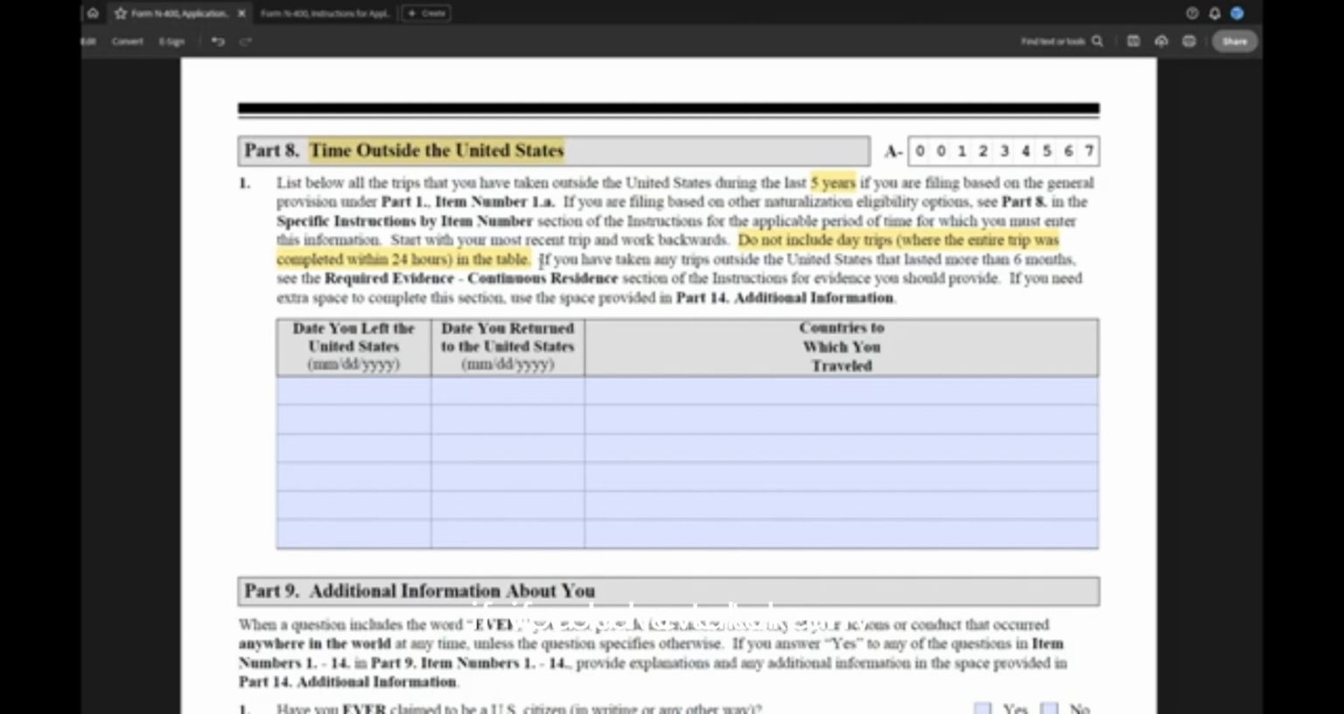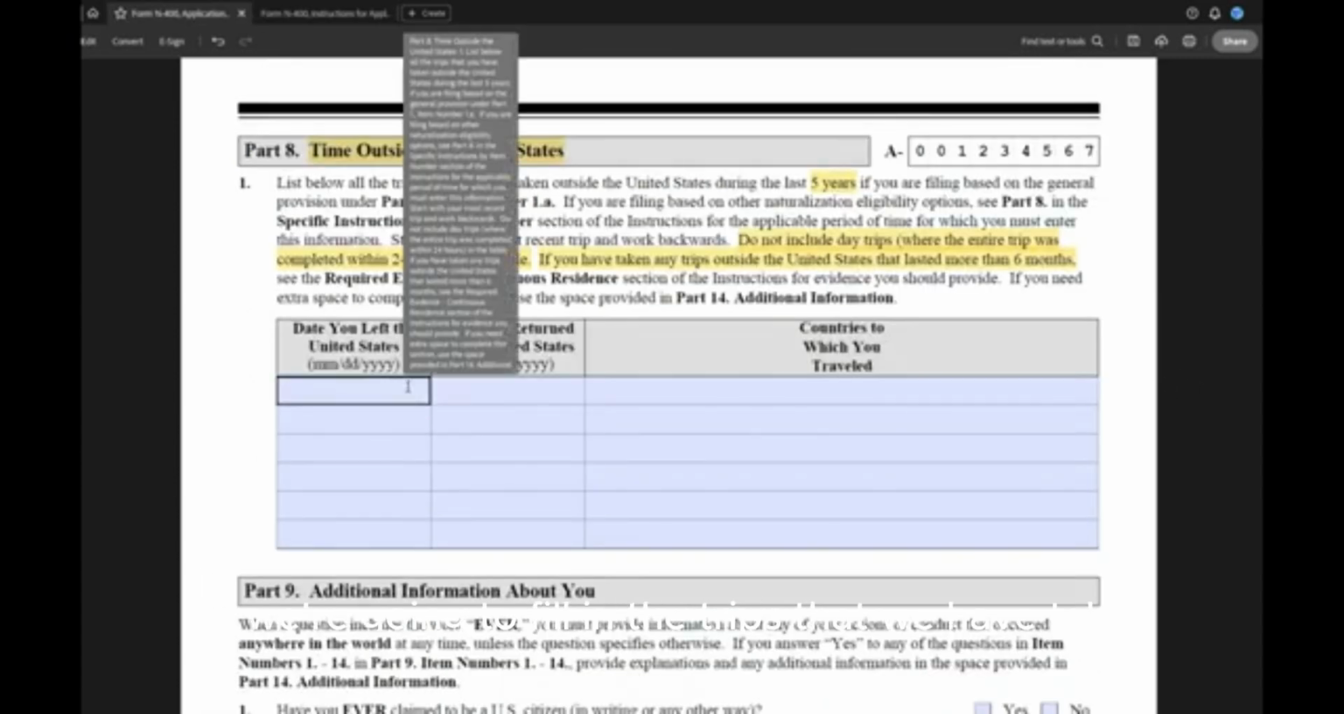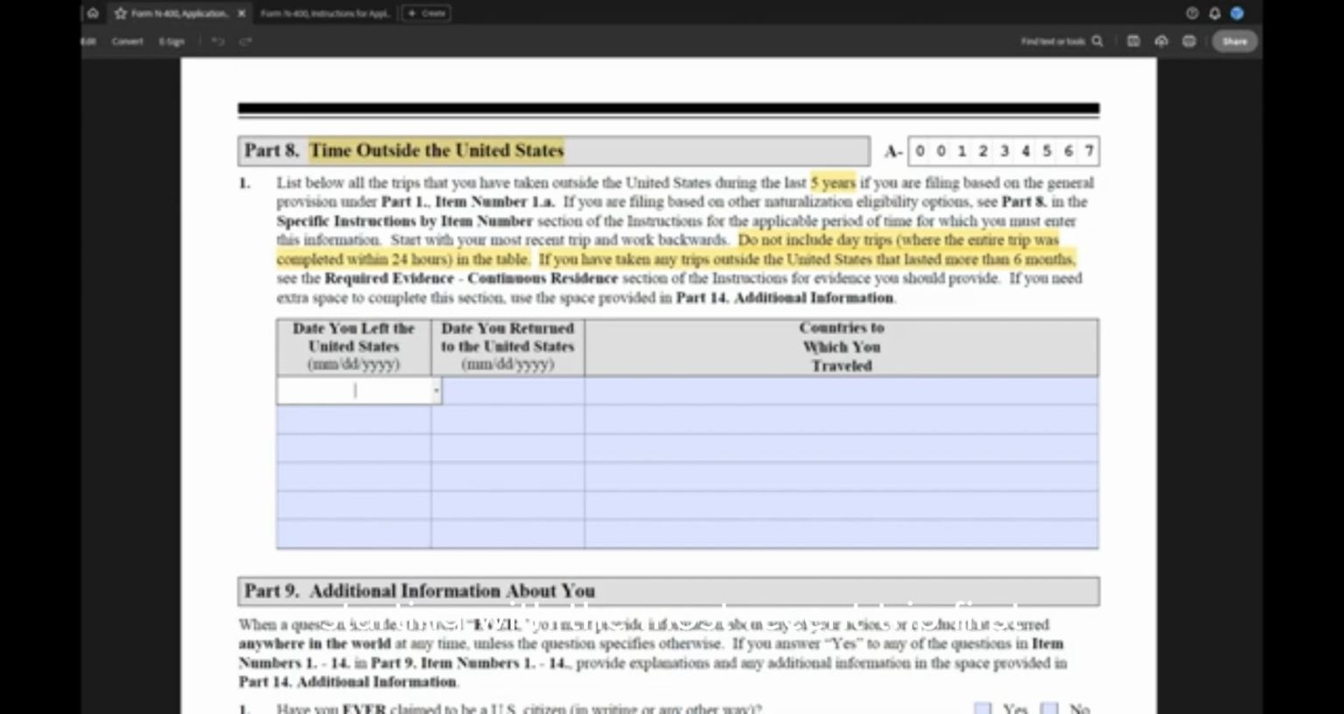If you have taken any trips that are longer than 6 months, you should review the form instructions because you may not qualify to naturalize just yet. It's possible that you might have interrupted your continuous residency requirement and then you might have to start over and wait until you have completed continuous residency. And you can review these requirements on page 16 of this form. So we're going to fill in the trips that we have taken, starting with the most recent trip first.